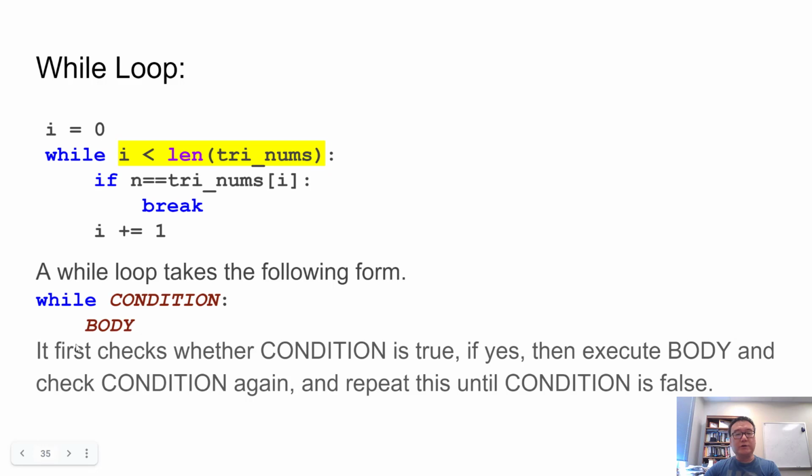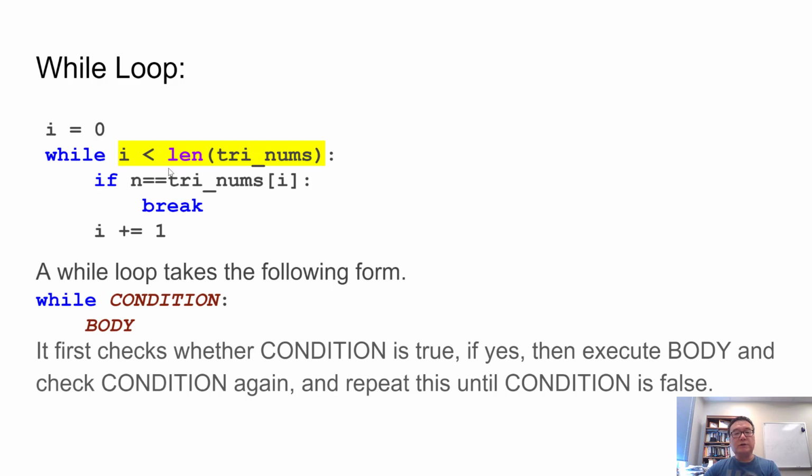After executing the body once, we check the condition again. If the condition is still true, we keep executing the body. Any time the condition is false, we go out. The loop ends, and then we do the things after the loop. Basically, we are saying while the condition is true, let's keep executing the body.